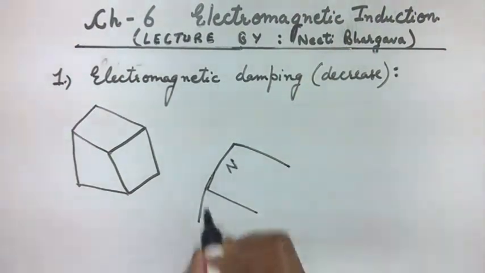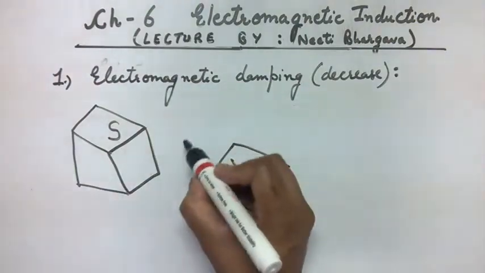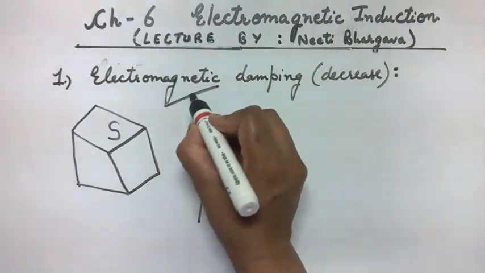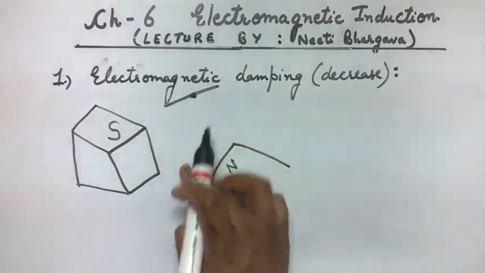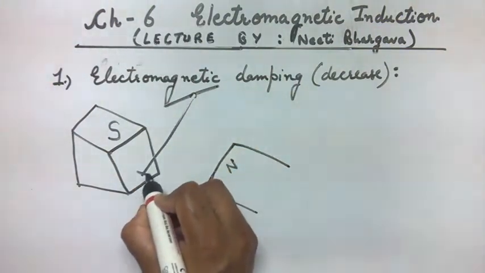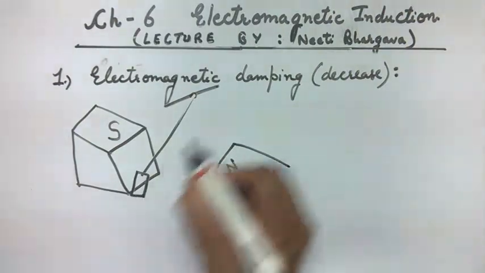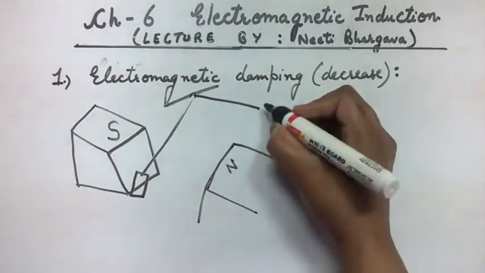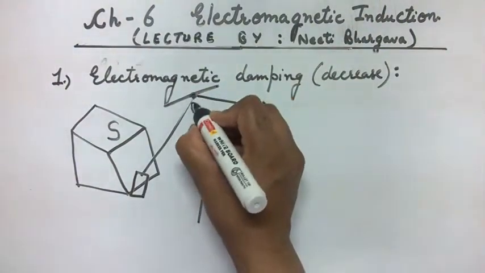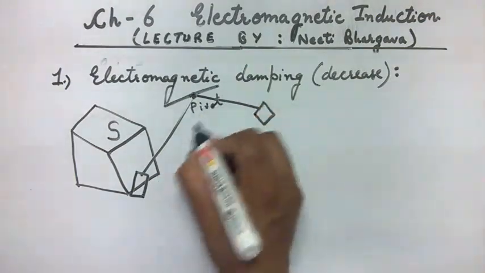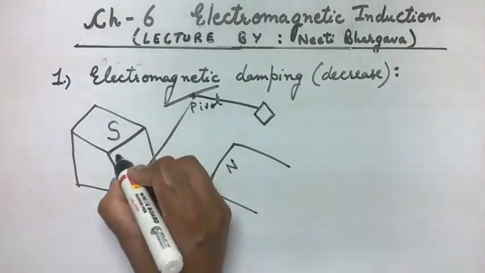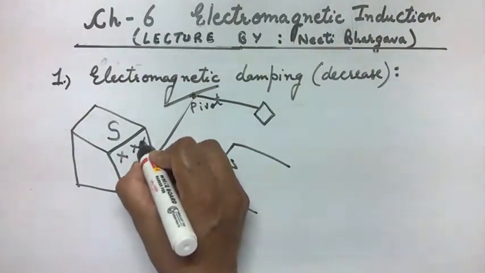Let this be the north pole and this the south pole of a magnet, and between these poles a metallic disc is pivoted. Initially it is placed in a vertical plane, and when we apply some force, it will start oscillating like a simple pendulum with some amplitude.